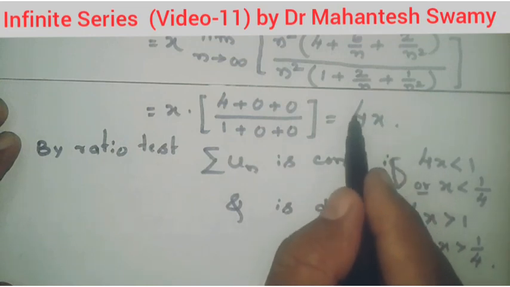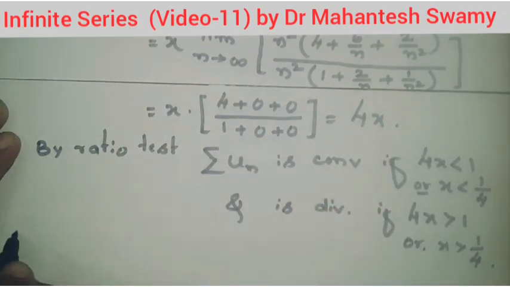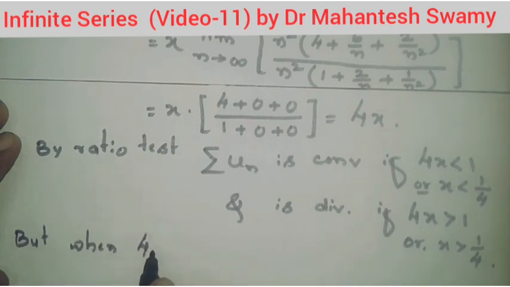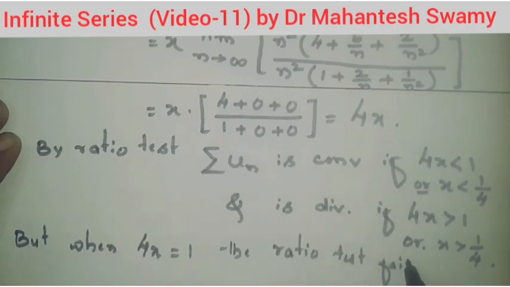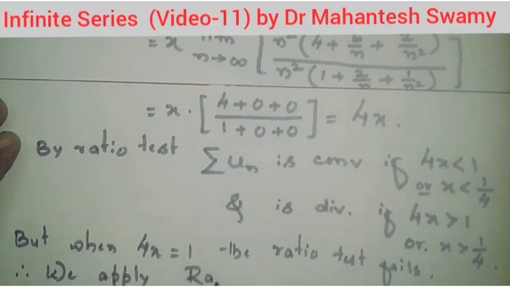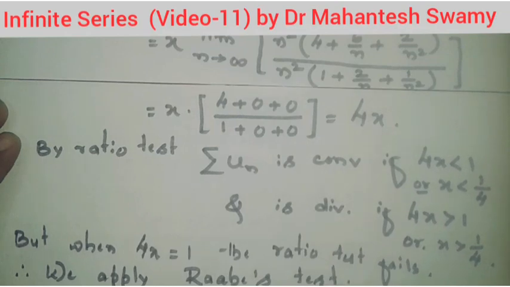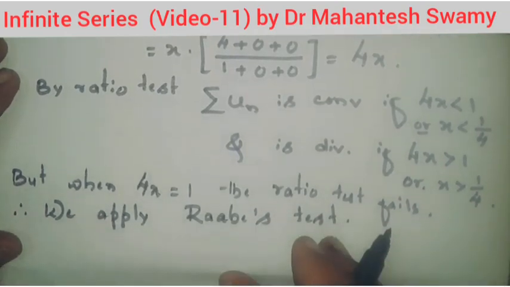But when 4x is equal to 1, that is, this limit is equal to 1, the ratio test fails. Therefore we apply Raabe's test. So what we require for Raabe's test, that we have to prepare now, and in order to prepare that we have to look at equation number 1.